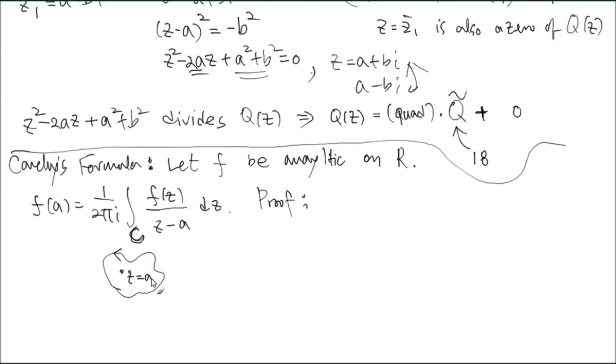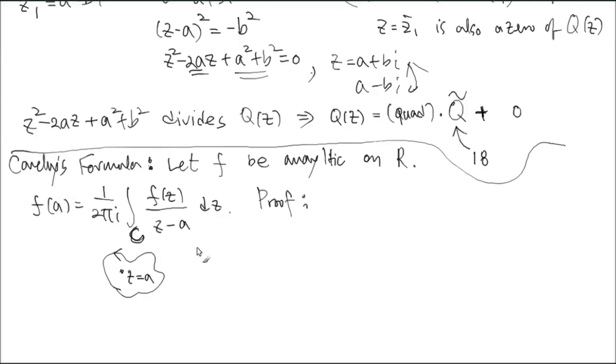The answer is 0 because of what theorem? Cauchy's theorem. This is analytic. If the contour doesn't enclose z equals a, then there's no singularity inside, so the entire thing is analytic locally inside, therefore it's 0. If it encloses it, then there is a singularity in there, and it becomes that problem.